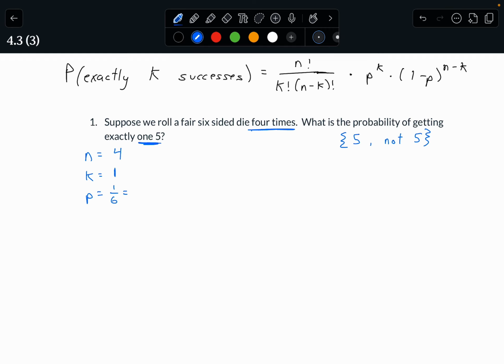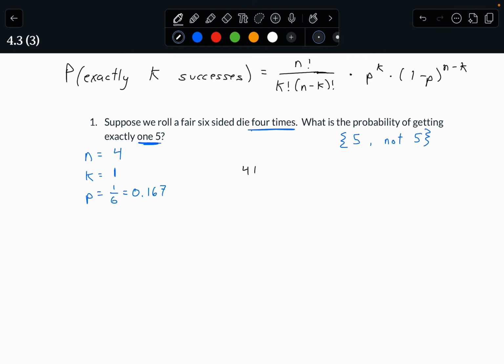Let's go ahead and get a decimal for that in place. That would be 0.167 if I rounded to 3 decimal places. So for all of these problems, we need to know what is n, what is k, and what is p. Once I have those things, I'm going to plug those values into my binomial probability formula, which I have up here. So that looks like n factorial.